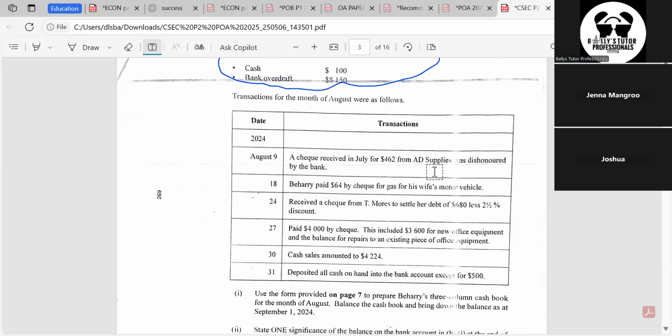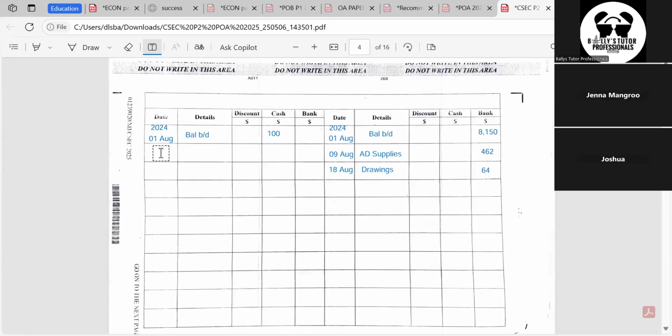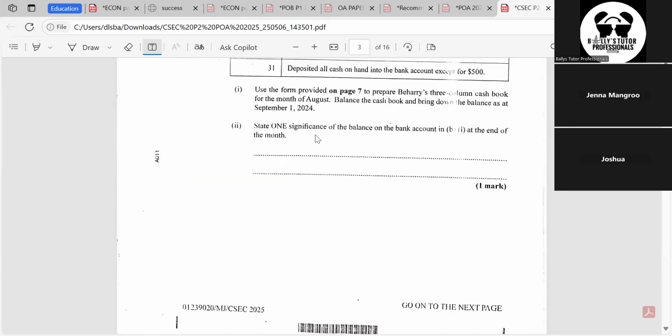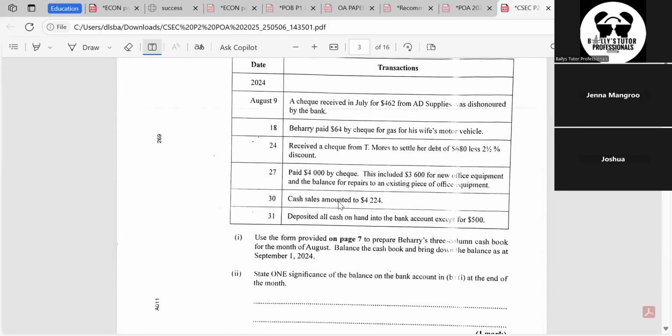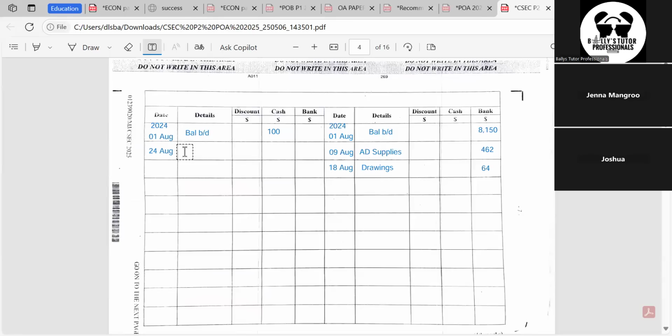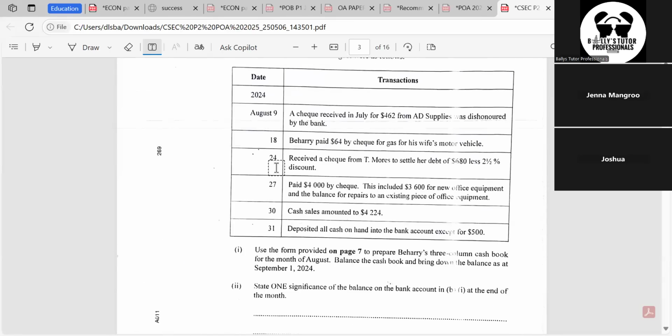If we receive a check, are we going to debit or credit? Debit, sir. So it'll be August 24th. We received it from T. Moore's. And it was 680 less 2.5% discount.